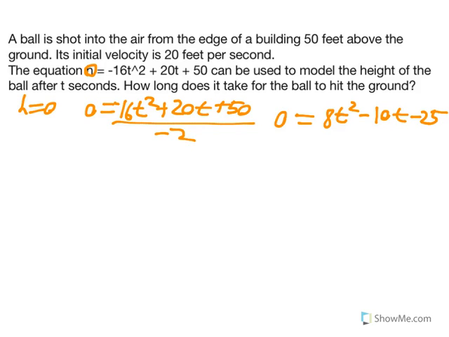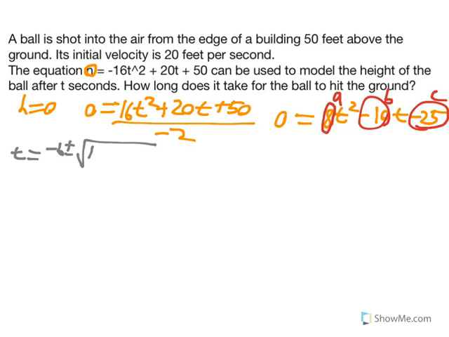Now we're going to have to use the quadratic formula to solve for when t makes h equal 0. But before we can do that, let's assign our terms a, b, and c. So let's make a 8, b negative 10, and c negative 25. Just as a refresher, let's go over the quadratic formula real quick, which is negative b plus or minus the square root of b squared minus 4ac all over 2a.